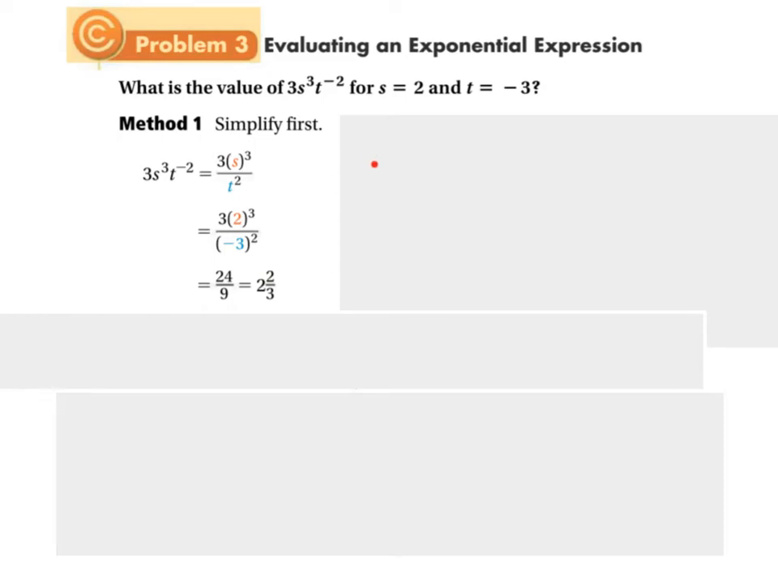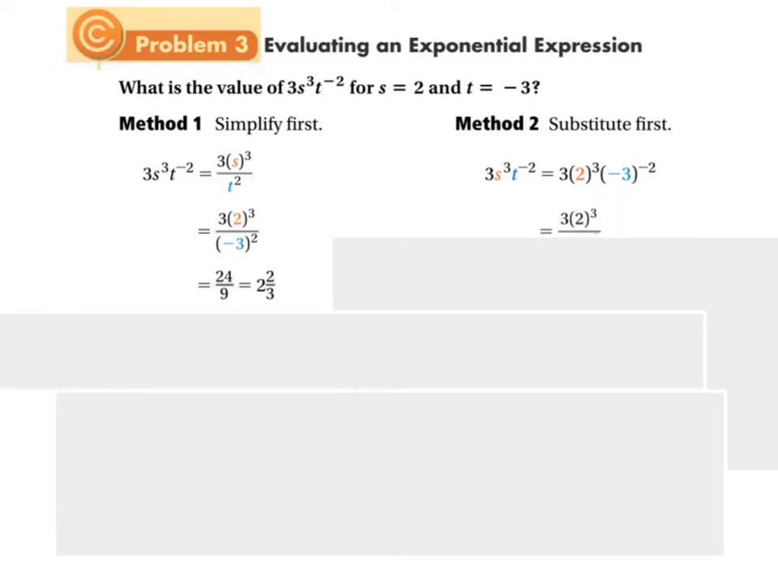The other method would be to substitute first. Okay, so you substitute these numbers in for s and t, and then we're going to now move things where they go. We're going to take this with the negative exponent and move it to the bottom. And you can see that it results in the exact same answer. So either method is fine.